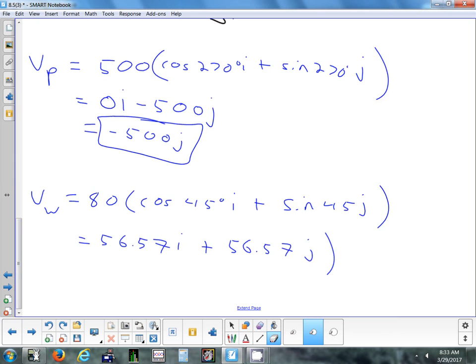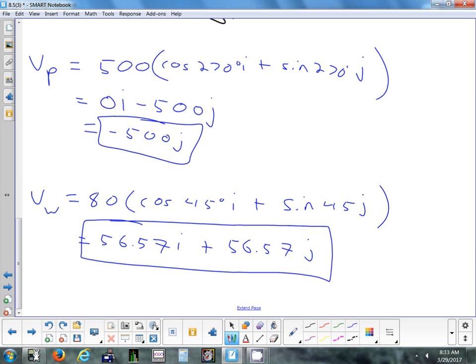Actually, I don't really need a parenthesis anymore. So that's quite a bit. That means for every hour that the plane is traveling, if the pilot doesn't adjust, he's going to be 56 miles, almost 57 miles off course. So after 7 or 8 hours of flying, it could be hundreds of miles from where he's supposed to be.